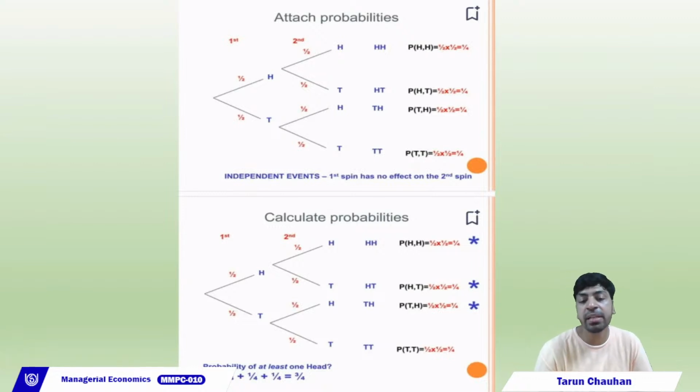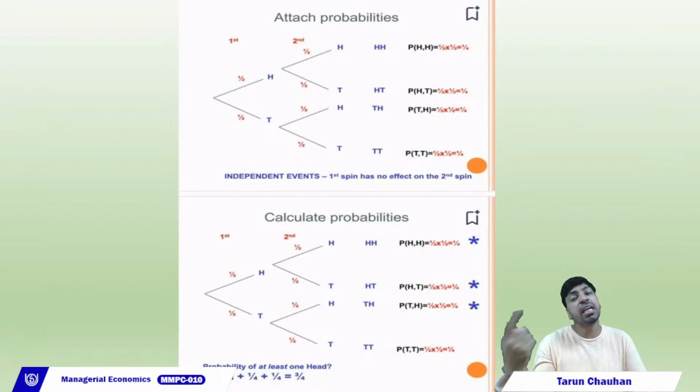Now we need to calculate the overall probability. There is a question given on the screen, that is the probability of at least one head. We already calculated the probabilities of all the possible outcomes. Out of the four possible outcomes, there are three possible outcomes which include a head, that is HH, HT, TH. So when we add all these probabilities, we get the answer for the probability of at least one head.